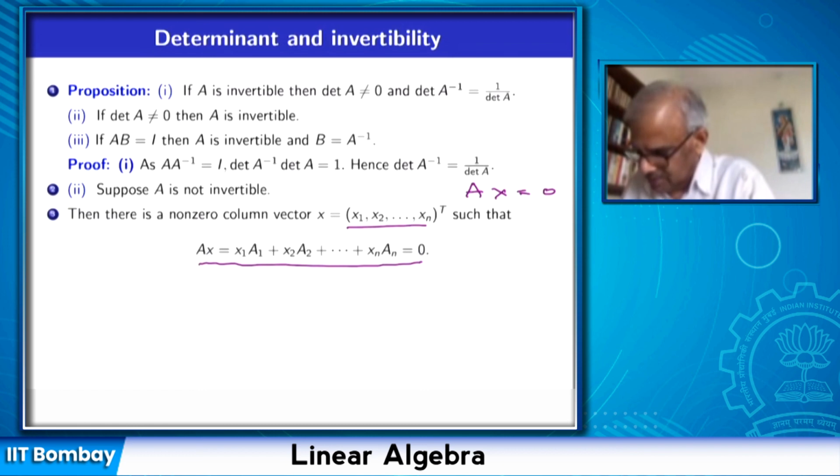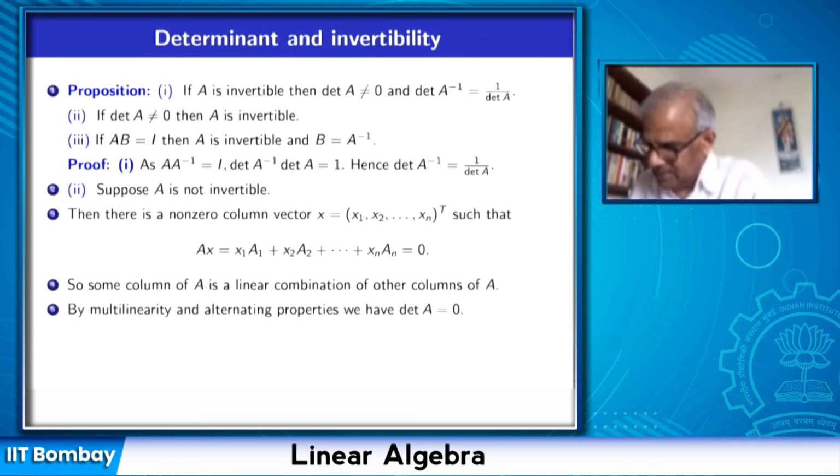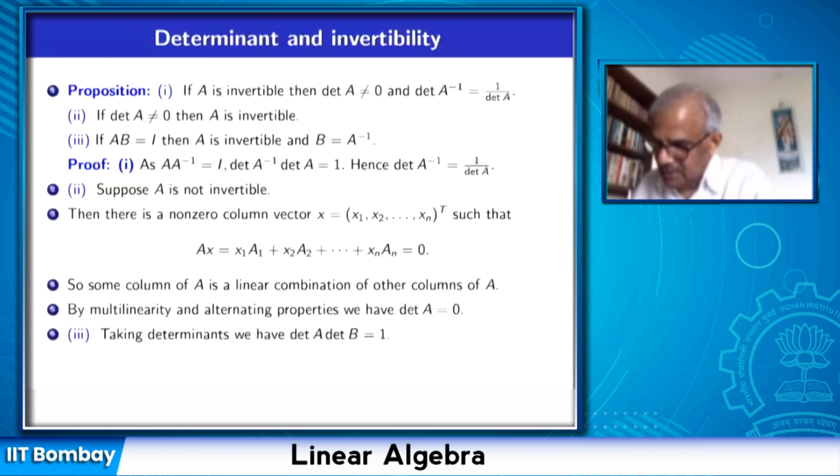And so I can suppose x2 is not equal to 0. I can use this equation to write down a formula for A2 as a linear combination of the other column vectors. So some column vector of A is a linear combination of other column vectors of A, and therefore when I write the determinant using the multilinearity and alternating properties, we will see the determinant is 0. If one column vector is a linear combination of other column vectors, just use the alternating multilinear property to see that the determinant is 0.